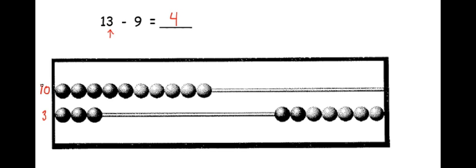If I'm going to subtract 9 on the rekenrek, I would take 9 beads and slide them back over to the right. So I would take these 9 beads and move them over to the right. That would leave me with 1 bead on the top row and 3 beads on the bottom row for a total of 4. And that shows that our prediction was correct. 13 minus 9 equals 4.